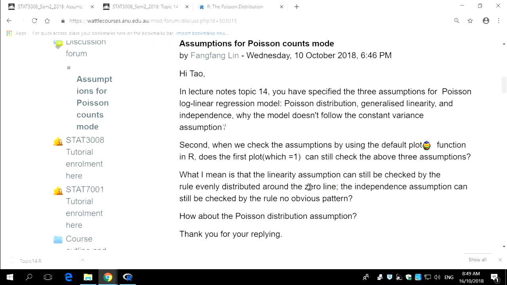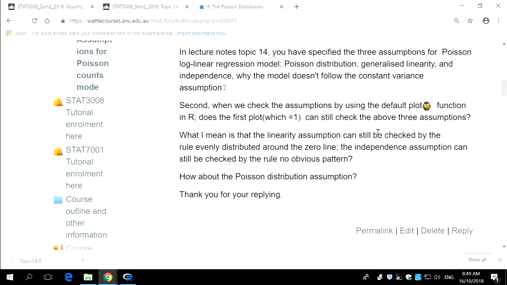In this question, the student asked how to diagnose these three assumptions: the Poisson distribution, generalized linearity, and the independence assumption. The student suggests using this plot, which is something I haven't talked about yet, but I will briefly mention later in the course. So can we use that to check these three assumptions? That's the first question.